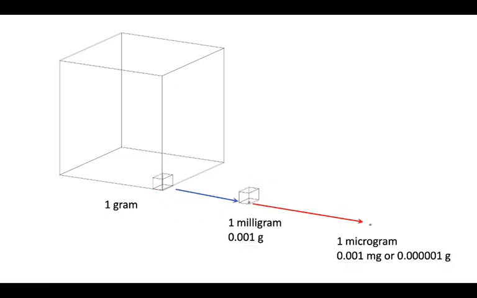If we do exactly the same thing in the milligram unit that we have, and we divide that into 1,000 parts, now we've got a very tiny unit here, 1 microgram, which is 1/1000th of a milligram, or 10 to the minus 6 grams.